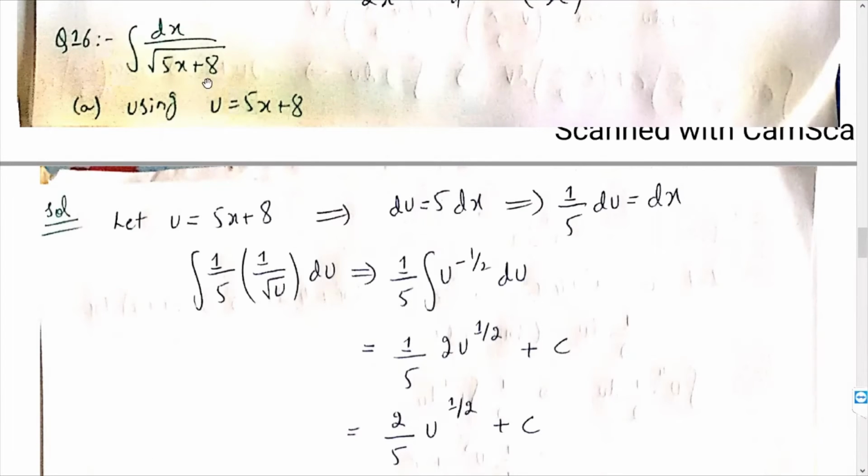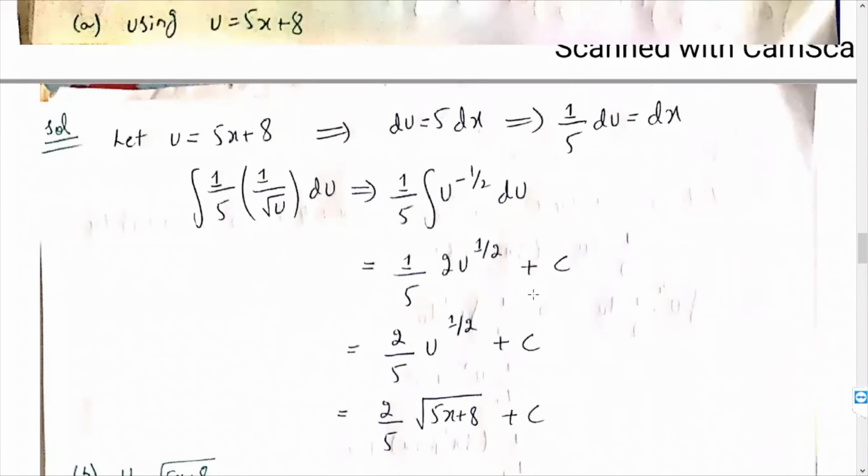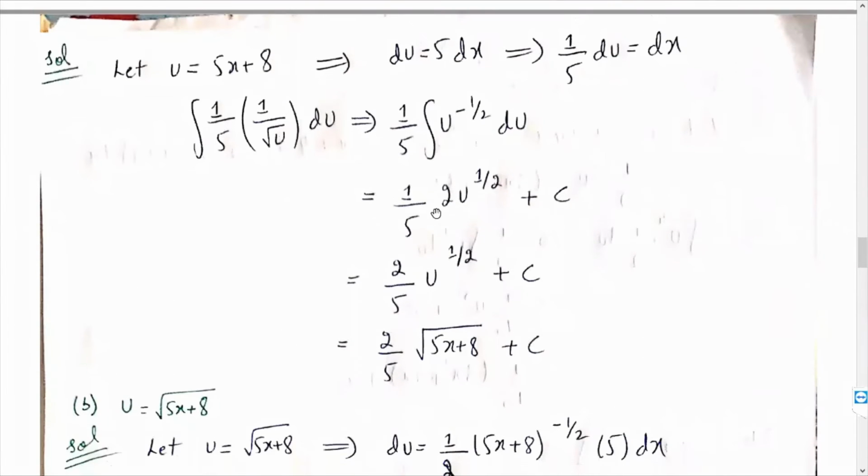integral dx by under the radical 5x plus 8. Here using the substitution u equals 5x plus 8. Now taking the derivative, du equals 5 dx. Moving 5 to the left side, I am getting 1 by 5 du equals dx. So replacing dx by 1 by 5 du, I am getting 1 by 5 integral u raised to the power minus 1 by 2 du. Taking the integral of u raised to the power minus 1 by 2, I am getting this expression. Doing back substitution, I am getting this answer.